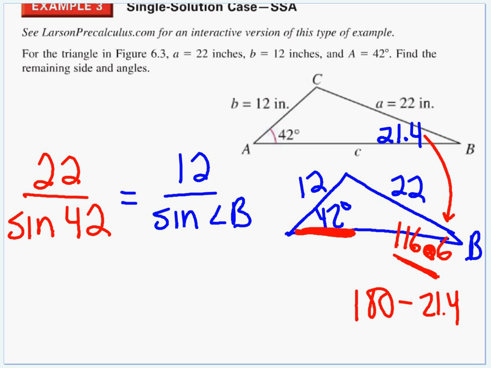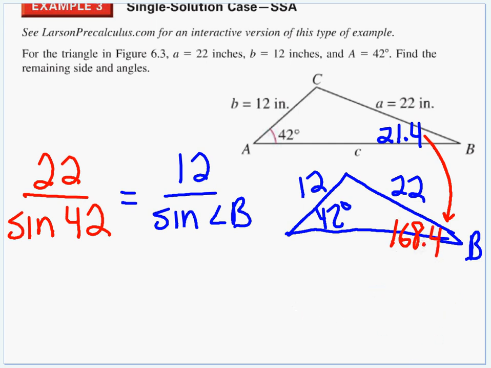Whoa, whoa, whoa. Back. My bad. When I subtracted 180 minus 21.4, I was looking at the wrong part of my notes. 180 minus 21.4, that's 168.4. So this angle here is 168.4.